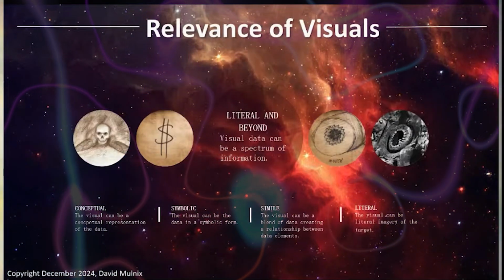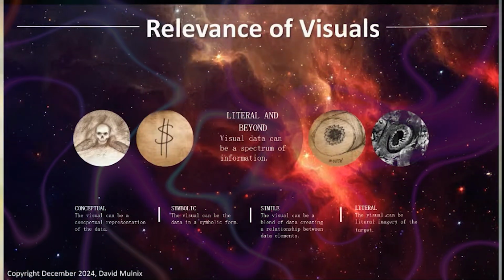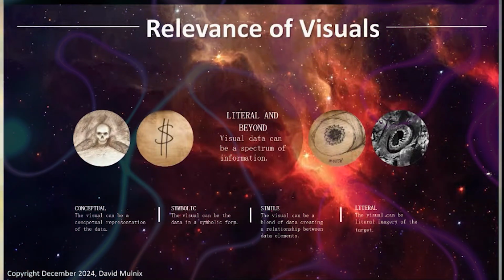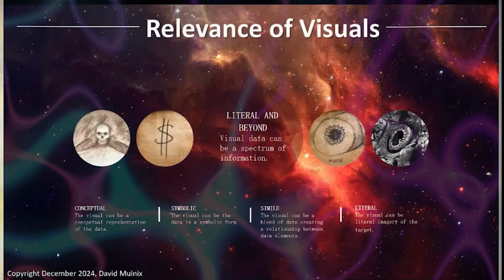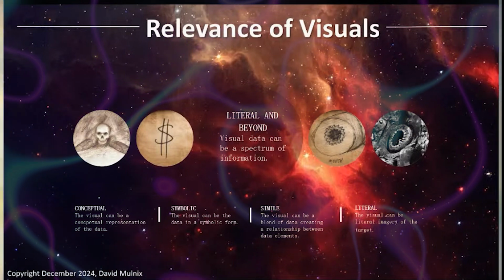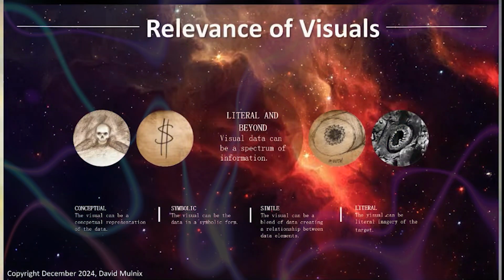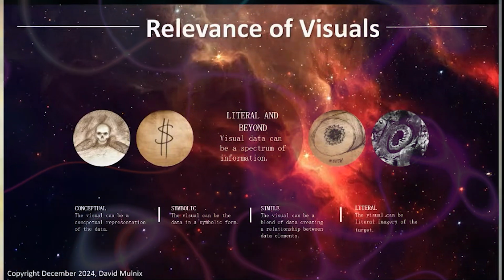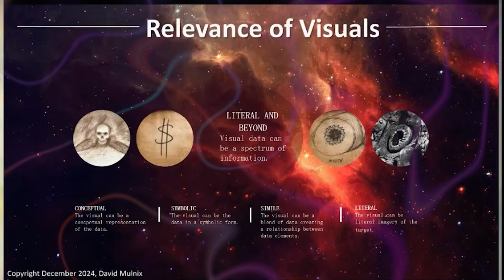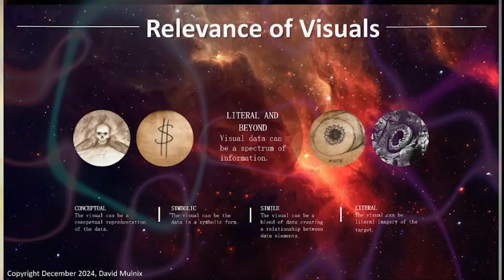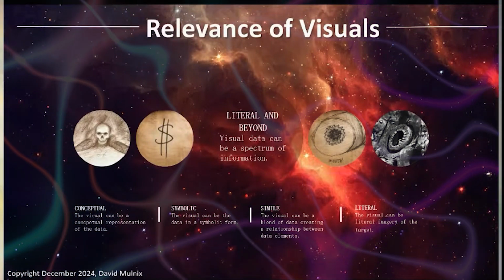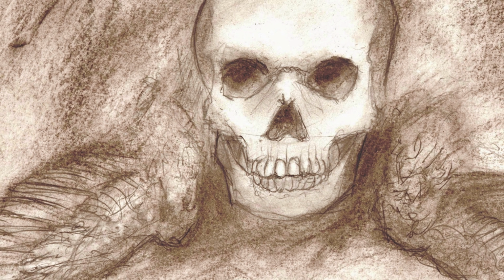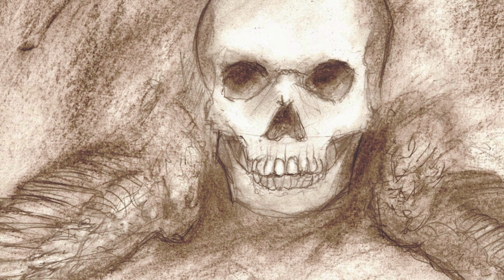Okay, so the relevance of visuals, Sasha talked about this in her topic discussion as well. You can get visuals that are conceptual. So when we say direct visual perception, a beginner is typically going to assume, oh, okay, I see the photograph, I see the target, I see the person. Well, yes, that is true. But you can also see a conceptual form of information. As an example, in one of my sessions, I got the skull with the wings. I saw that very clearly.